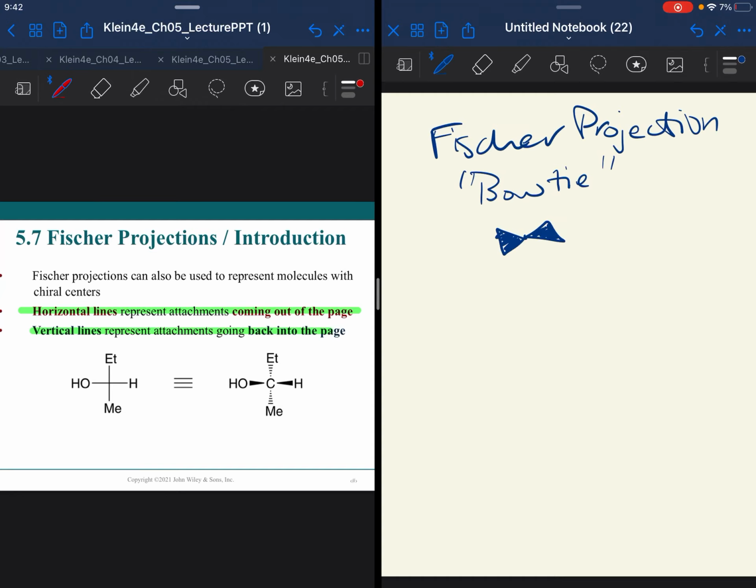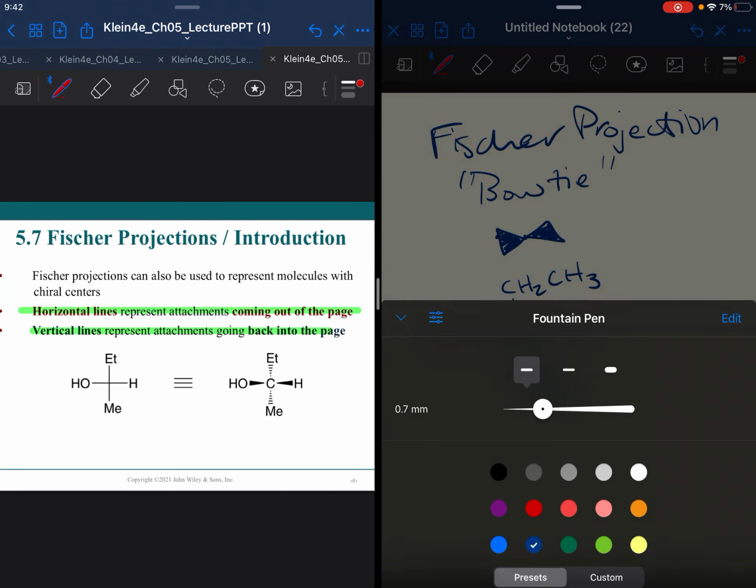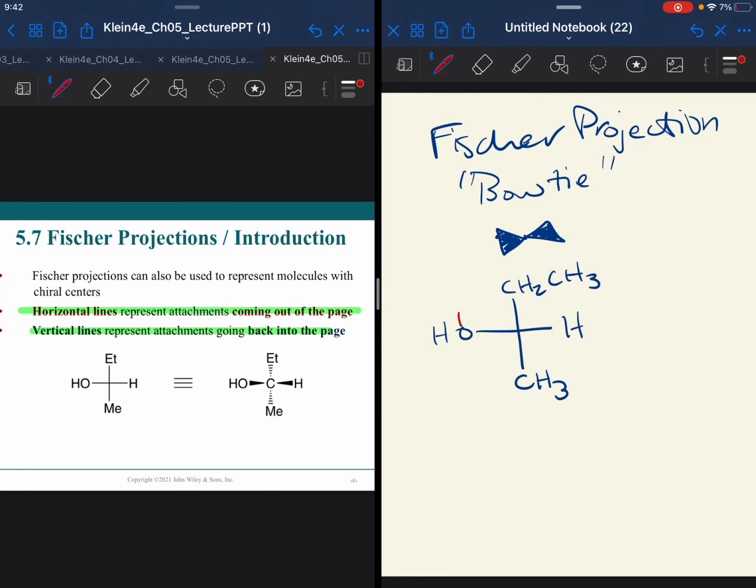So if we were looking at something like this, let's go ahead and determine if this is R or S. You have hydrogen, you have OH. I'm going to go ahead and write what this is: CH3, CH2, CH3. So we're going to assign our priorities. Oxygen is 1, hydrogen is 4. Carbon attached to carbon and 2 hydrogens is 2. Carbon attached to 3 hydrogens is 3. You can connect 1, 2, 3.